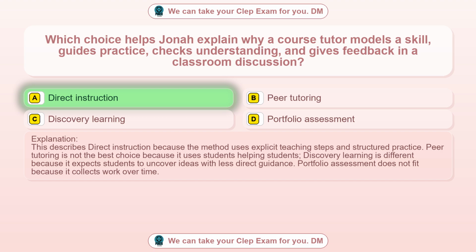This describes direct instruction because the method uses explicit teaching steps and structured practice. Peer tutoring is not the best choice because it uses students helping students. Discovery learning is different because it expects students to uncover ideas with less direct guidance. Portfolio assessment does not fit because it collects work over time.